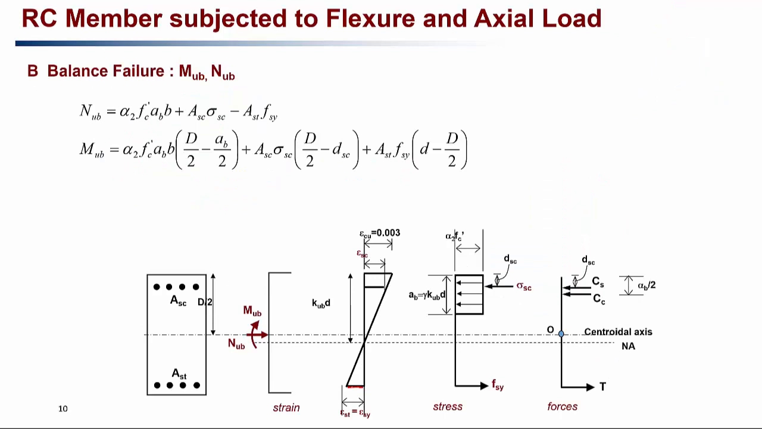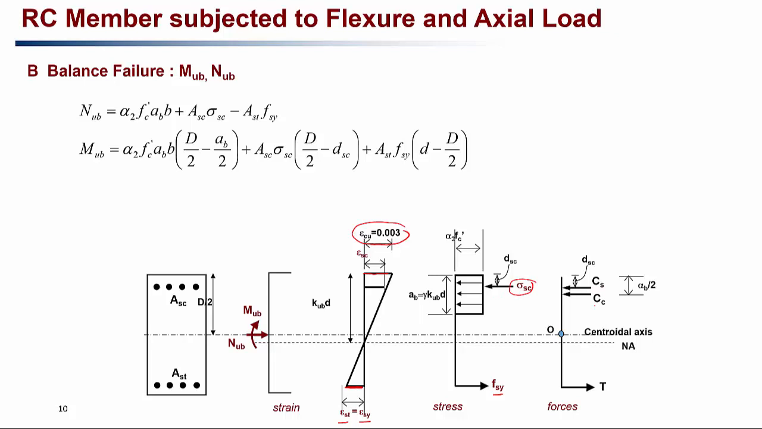At the balance failure, as you can see in the stress strain diagram, the steel in tension is just yielding, that is epsilon St is equal to epsilon Sy. The concrete in the topmost fiber is just crushing, that is epsilon Cu equals 0.003. Now the stress diagram will look like this. The steel is yielding, so stress in the steel is Fsy, and the depth of the compression block is again gamma KUBD, and the steel in compression is taking sigma Sc stress as well.